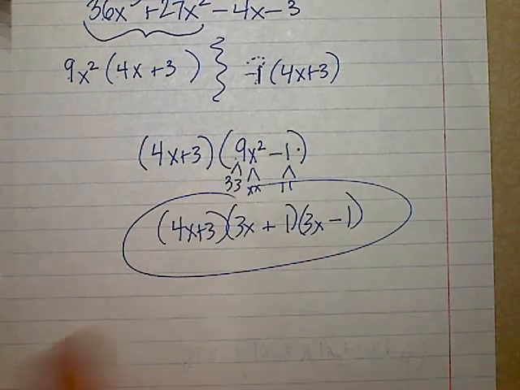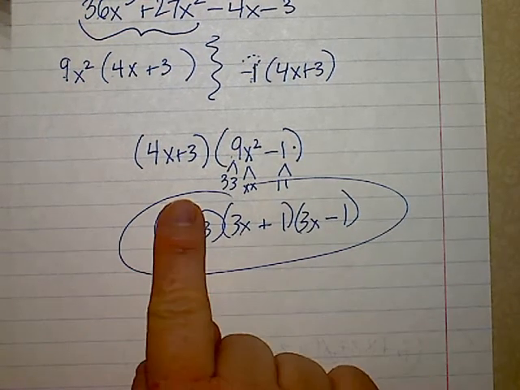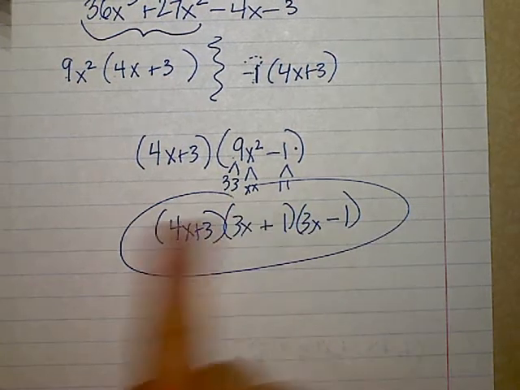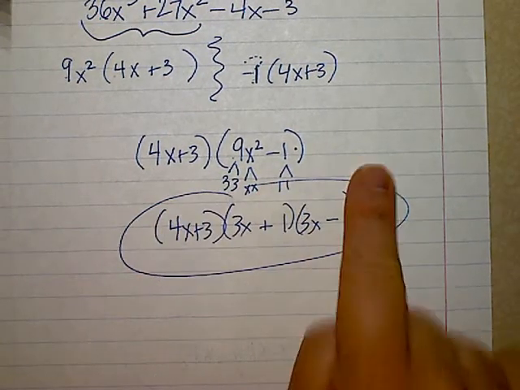Sometimes students say, think of this as like 3 different coins, and the order you write the coins in doesn't matter. Each one of these is referred to as a factor, and the order you write them in doesn't matter. That means this 4x plus 3 could be in back, it could be in the middle. What matters is that you have each of these 3 groups. Each of them are called factors. Okay, next one.